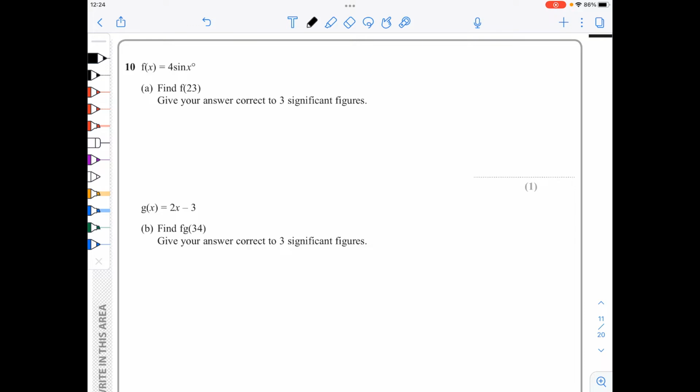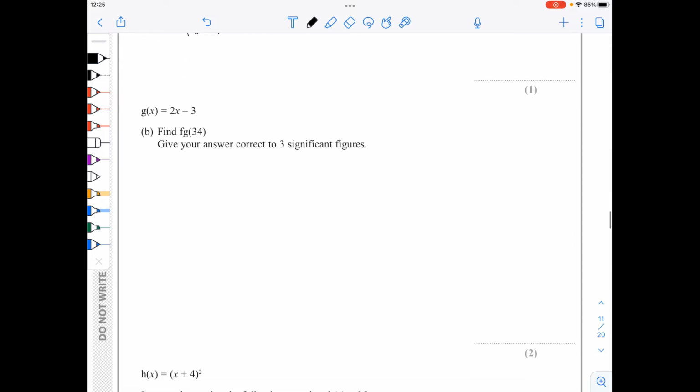Question 10, f of x is 4 sine x. We need to find f of 23. So the input is 23, which means I need to do 4 sine 23 on the calculator, which gives an answer of 1.56. Now g of x is 2x minus 3, and I need to find f of g of 34.